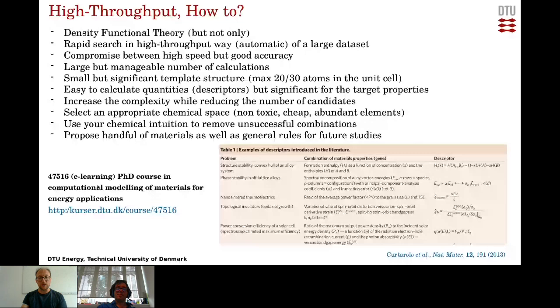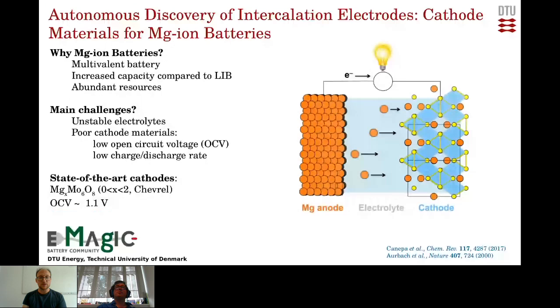So the first point was to find new materials for intercalation electrodes. And here I take the case of finding new cathode materials for magnesium ion batteries. Why magnesium ion? Because it's a multivalent battery, so we can expect a higher capacity compared to lithium ion batteries. And magnesium is more abundant than some of the elements needed in lithium ion. There are different challenges. One is having unstable electrolytes, but also the fact that we have poor cathode materials. So we have a low open circuit voltage and a low charge-discharge rate.